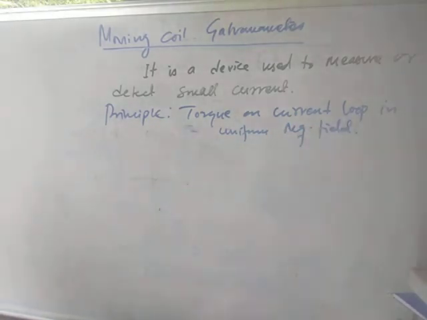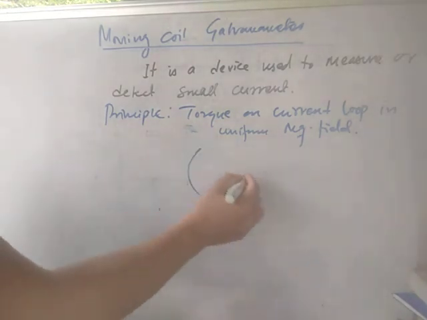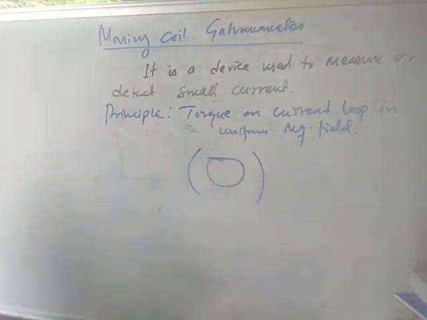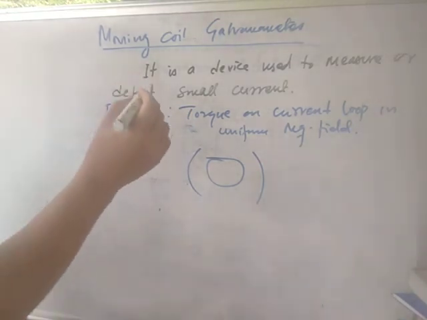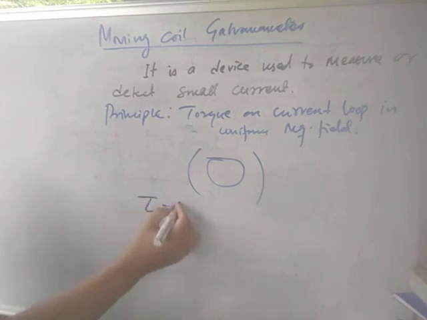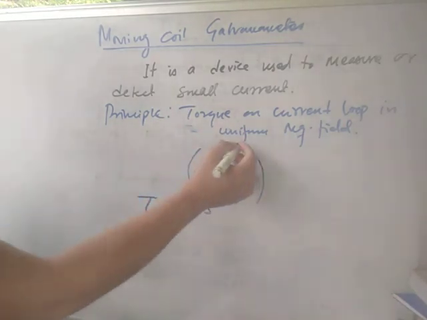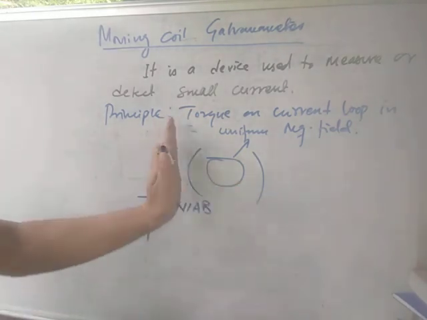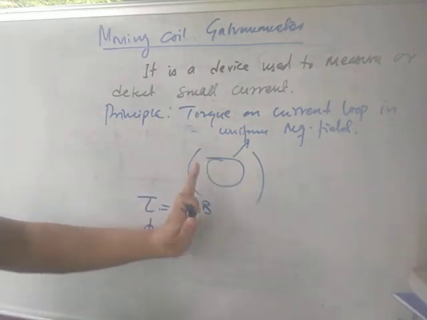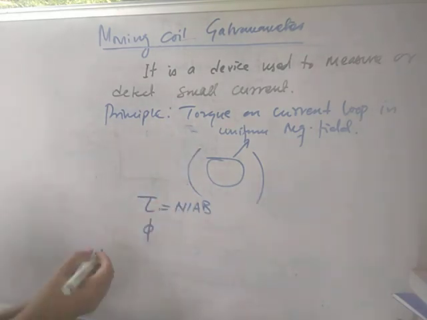Okay, so they have poles like this, and a diagram is given. Read the galvanometer well. So torque is there, isn't it? Net torque equals N I A B. This deflection phi is the deflection of the coil. The needle is attached, so it will turn. The more current passes, the more it turns. So phi is directly proportional to torque.